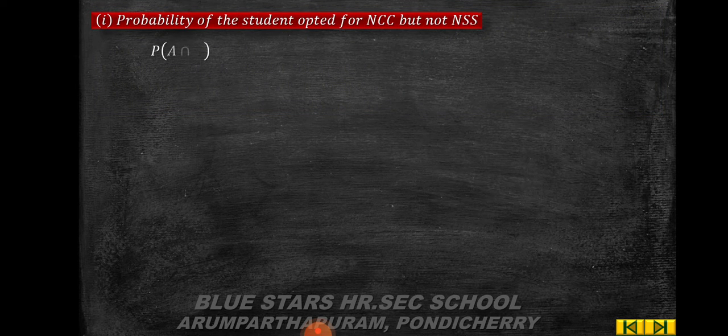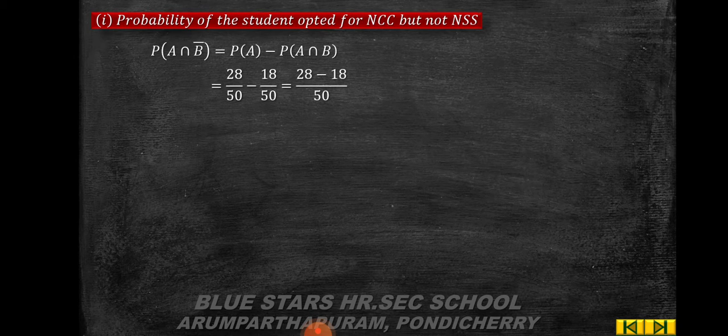Next, first one, probability of the students who opted for NCC but not NSS. So P(A ∩ B bar), which is equal to P(A) minus P(A ∩ B), which is equal to 28 by 50 minus 18 by 50, which is equal to (28 minus 18) by 50, is equal to 10 by 50, is equal to 1 by 5.